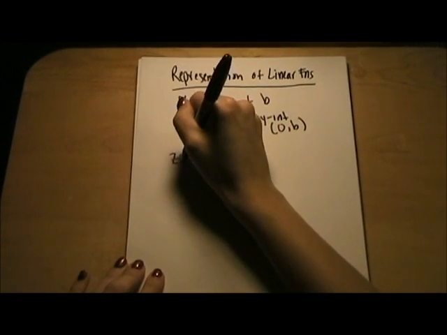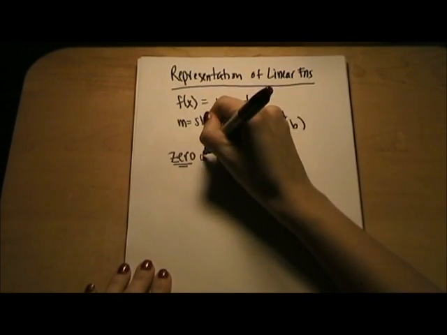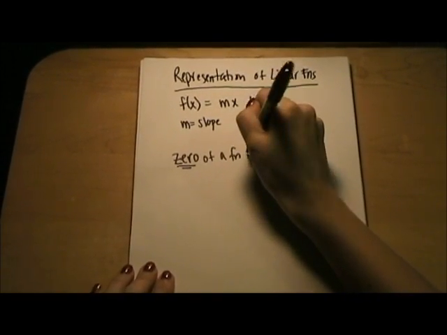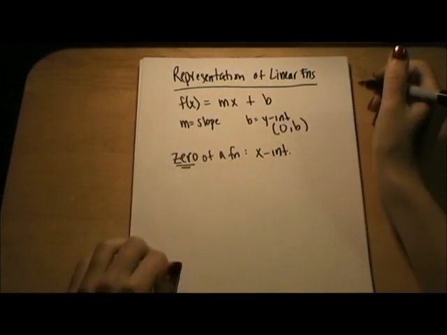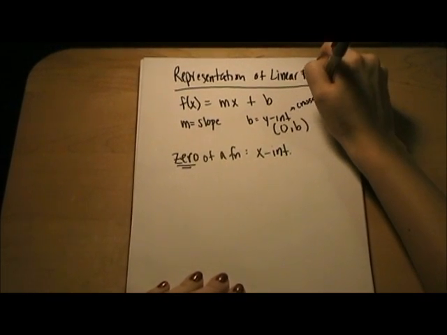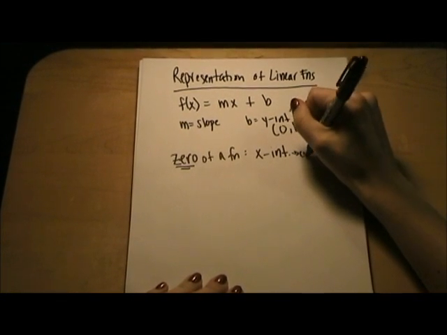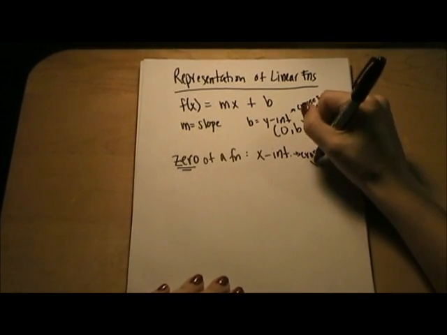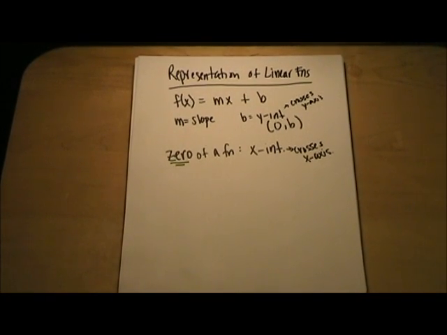A definition, a zero of a function is the x-intercept. Remember, y-intercept crosses the y-axis, x-intercept crosses the x-axis. So a zero of a function is another way to say x-intercept.